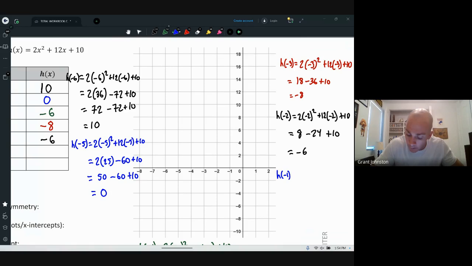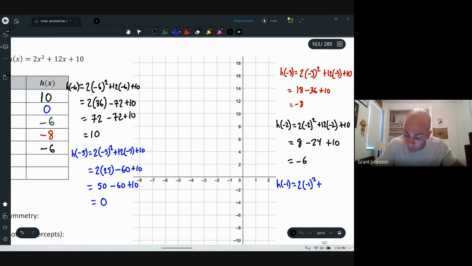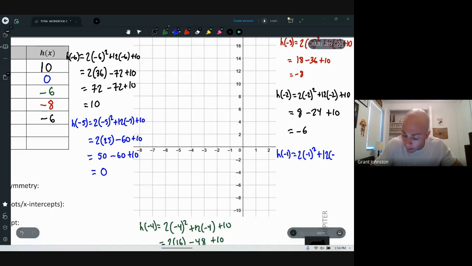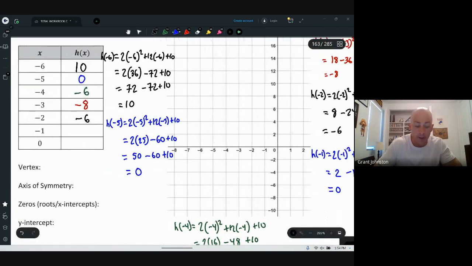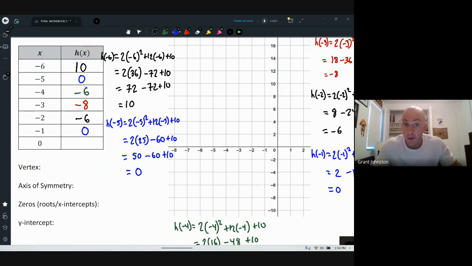-1. So h of -1, 2 times -1 squared plus 12 times -1 plus 10. -1 squared is just 1. 2 times 1 is 2. 12 times -1 is -12. 2 minus 12 is -10. -10 plus 10 is 0. Aha, it is 0. So I'd be willing to bet if we plug in 0, we're going to get 10, right? Kind of see the pattern here?